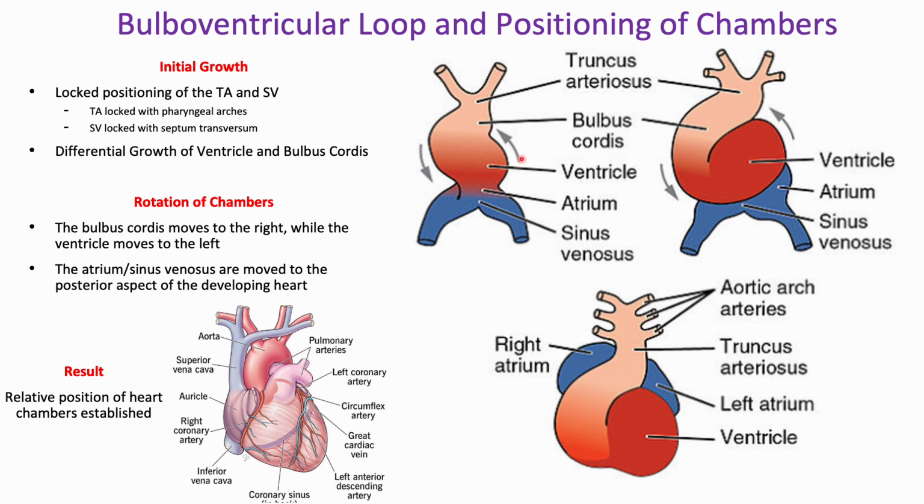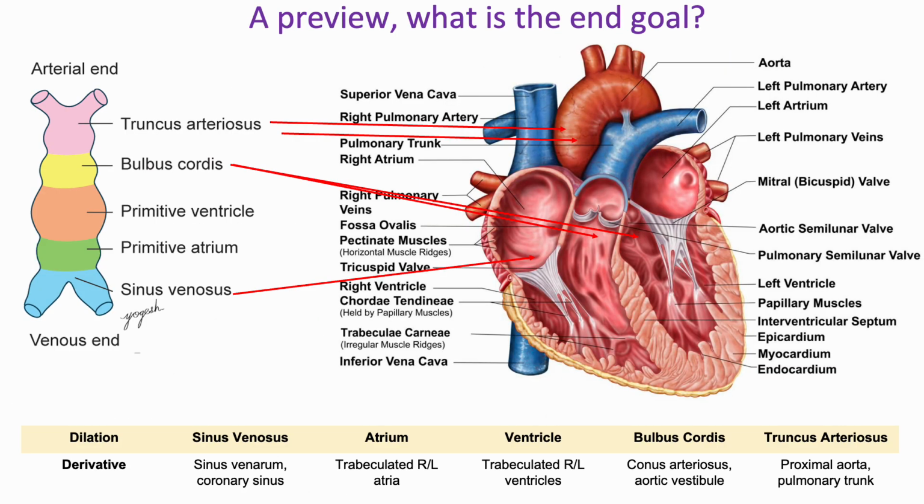Okay, so now instead of a straight line, where we have truncus arteriosus, bulbus cordis, ventricle, atrium, and sinus venosus, we now have a structure that much more resembles the adult heart. And now that we have these chambers in place, remember this is just one tube, we now need to partition these chambers into right and left halves. So again, looking forward, a preview of what each one of these structures is supposed to develop into.